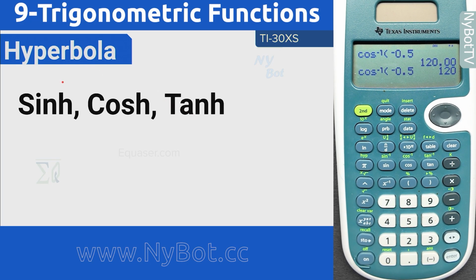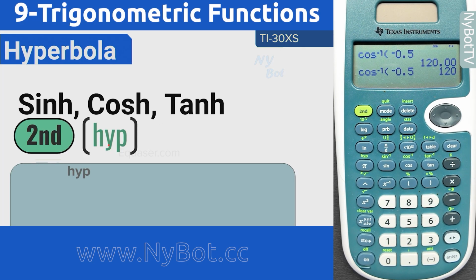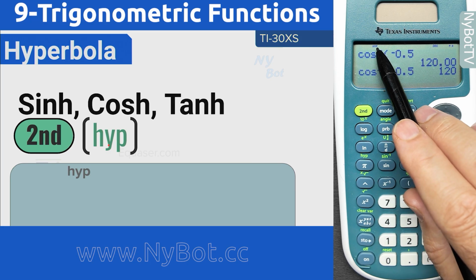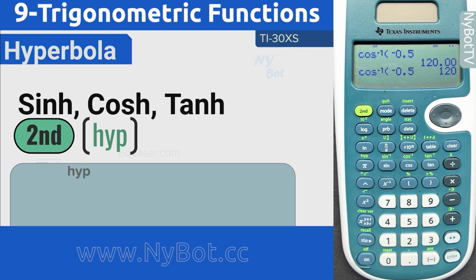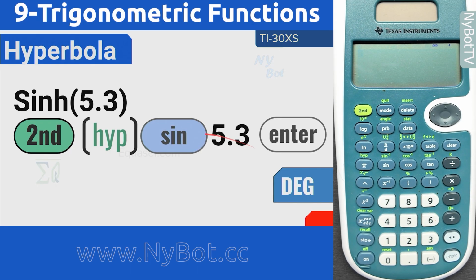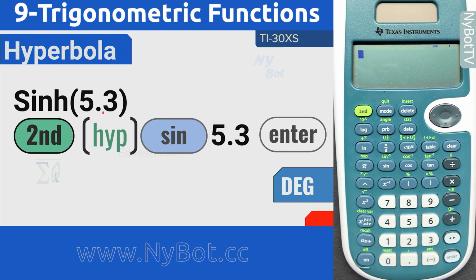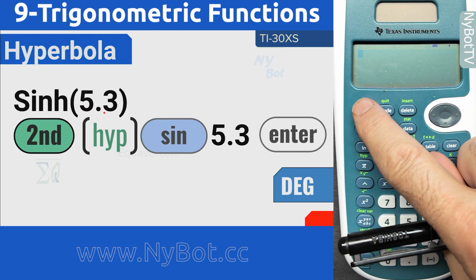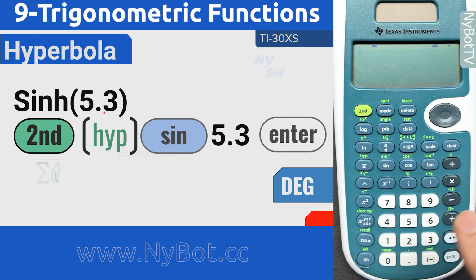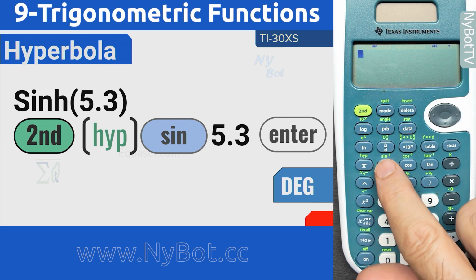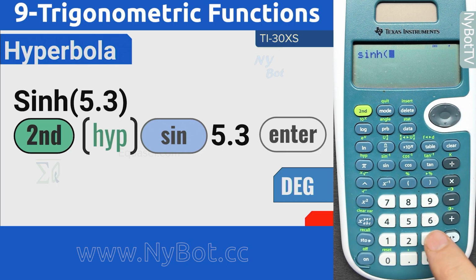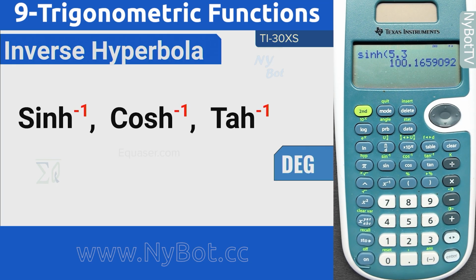Now if you want to do hyperbolic sine, cosine and tangent, when you press second function hyp, we will see HYP at the top of the screen telling us that it has been pressed. And if you want to do sine hyperbolic of 5.3, we press second function hyp. Hyp is activated, press sine, now it's sinh 5.3 and press enter, we get the answer.